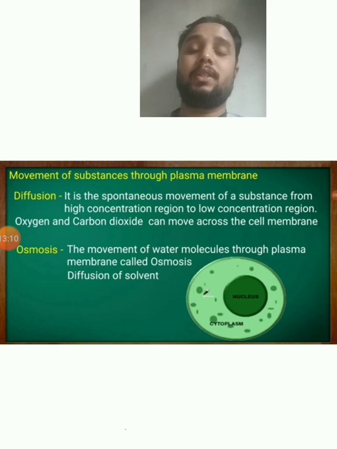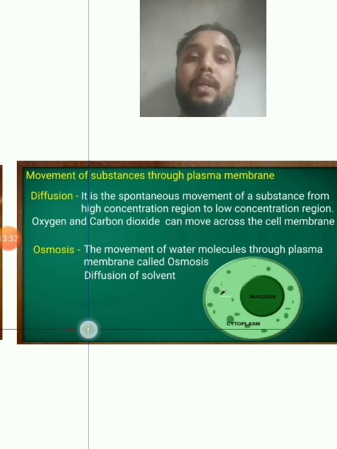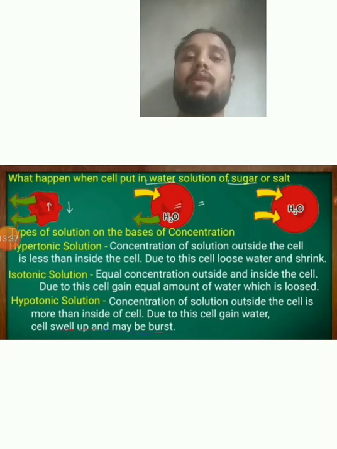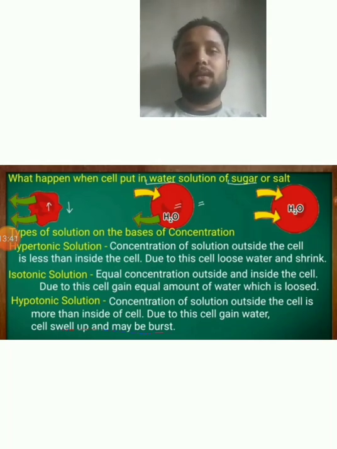And osmosis is what? See, osmosis and diffusion, don't be confused, both are the same thing. But in diffusion, gases are allowed to pass through the cell membrane, but in osmosis, water molecules can pass through the plasma membrane. Water is the solvent, so it is allowed to pass into the cytoplasm. Understand? Now see what will happen when a cell is put in a water solution of sugar or salt.